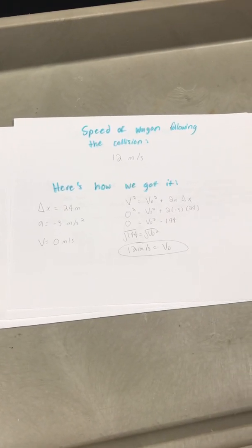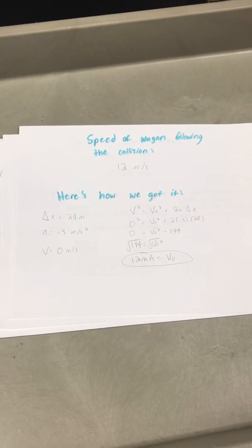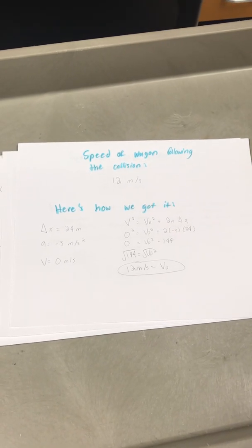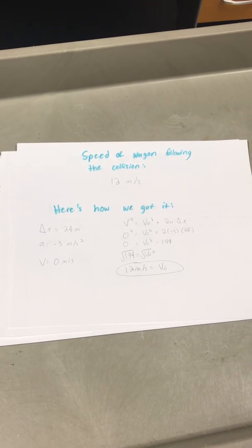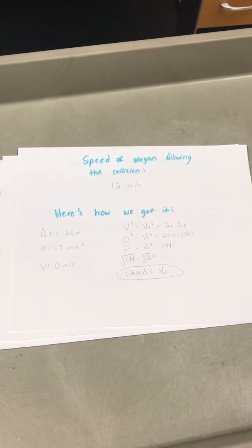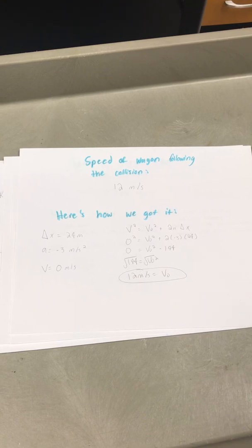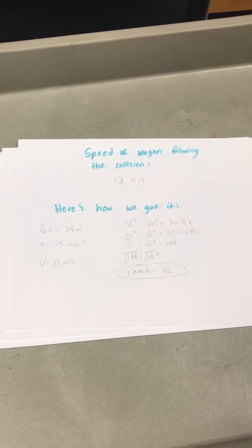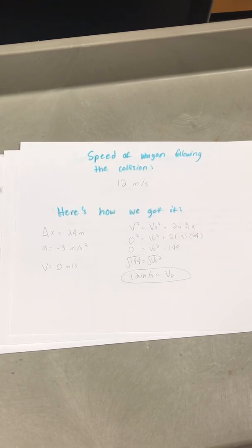Considering the wagon that was also involved in the collision, the wagon was stationary prior to the collision, so we know that its initial velocity would be 0 meters a second. Based on the skid marks found on the scene of the crash, we saw that the wagon traveled 24 meters after the collision. And with the brakes locked, we knew that the acceleration of the wagon was negative 3 meters a second squared.